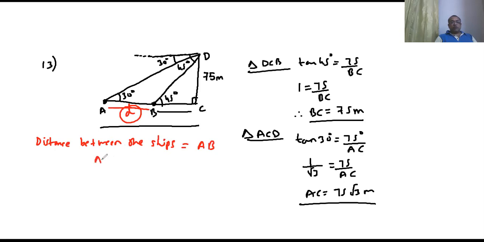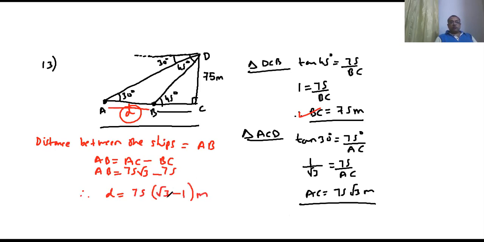And what is AB? AB is the same as AC minus BC. Therefore, we can say distance between the ships AB is AC we have found out as 75 root 3 minus BC we have already found here as 75. Therefore, the distance between the ships, which is D, is 75 times (root 3 minus 1) meters. So this will be our final result, that the distance between the ships is 75 (root 3 minus 1). So this is clear.